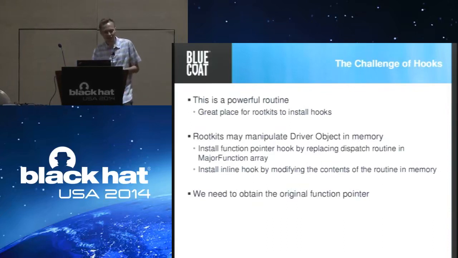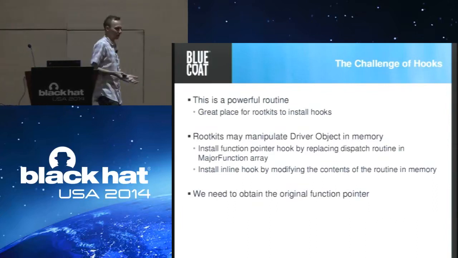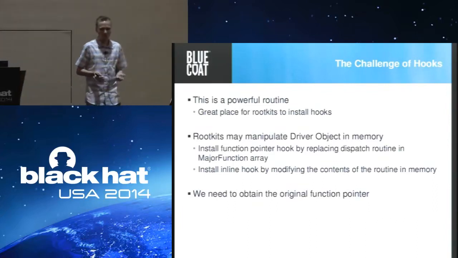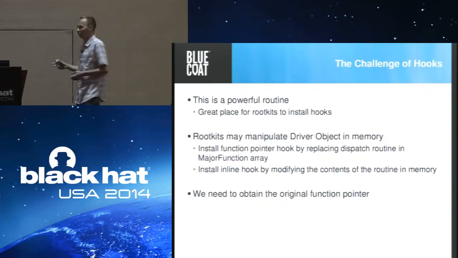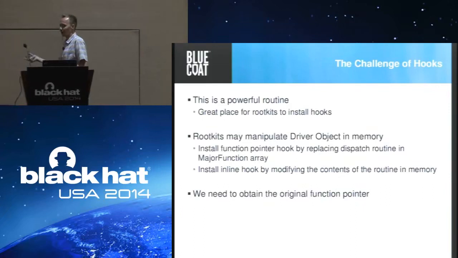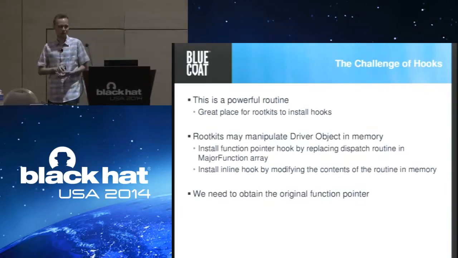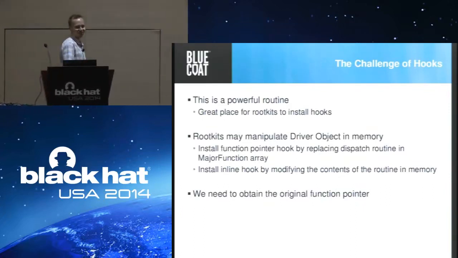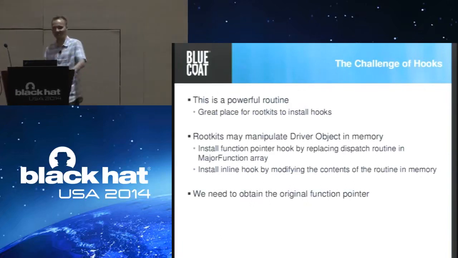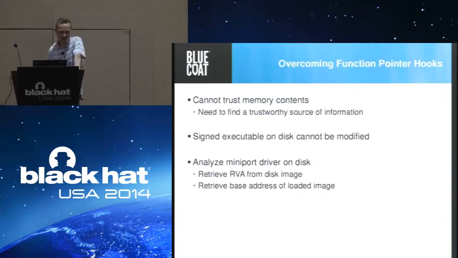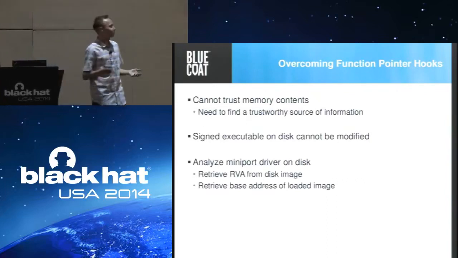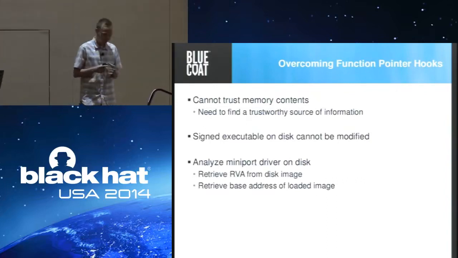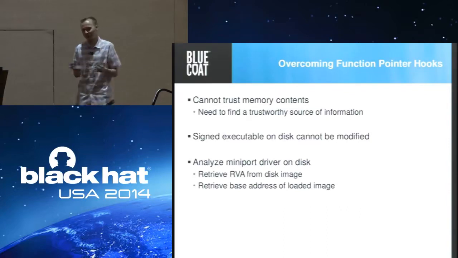So this all means that when we're running on a system and it might be compromised, we don't really know. So we need to obtain the original function pointer. Okay, this is sort of unfair because the rootkit can just replace it, but we have to go through painful things in order to obtain the original one. So whenever you design anti-rootkit things, it's a good idea to just be paranoid, right? Never trust memory contents. Instead, we need to locate a trustworthy source of information.